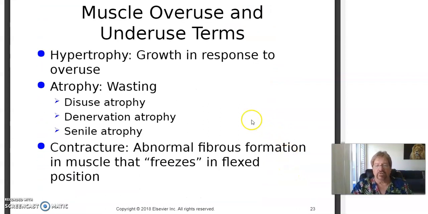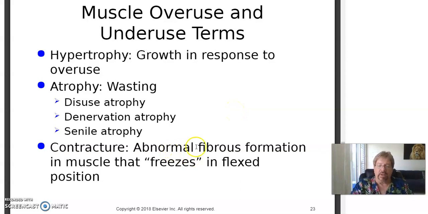Okay, muscle overuse and underuse. Hypertrophy, growth in response to overuse, like a bodybuilder. Atrophy, wasting away. You can have disuse atrophy from being a couch potato or being medically impaired where you can't get around. Innervation atrophy is due to some kind of a problem with the innervation of the nerves. Senile atrophy, being so old, everything's going away.